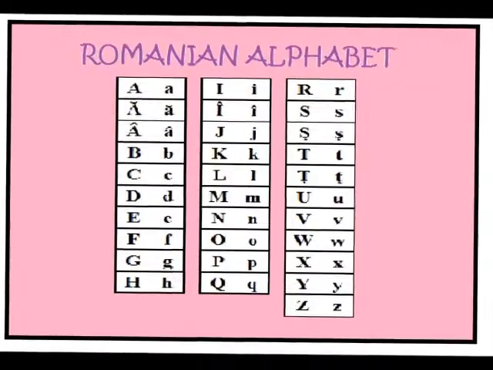According to the grammar, it has 5 moods and 3 tenses: present, past, and future, and compounds. According to gender, it has masculine and feminine, and according to number, it has singular and plural. Now, let's talk about the alphabet.